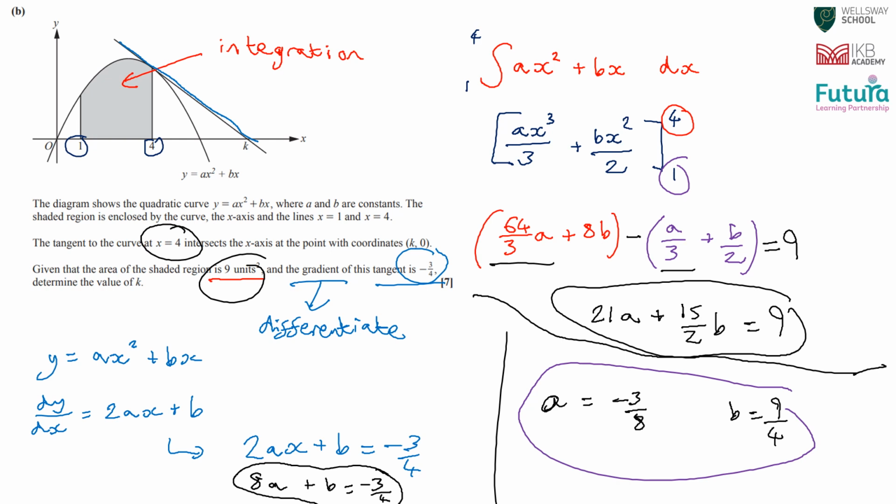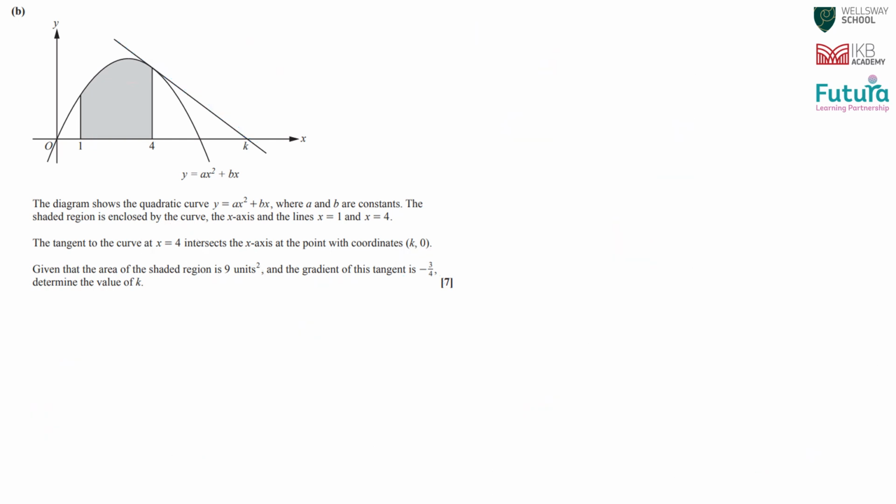Now I'm going to go on to the next slide just because otherwise I'm running out of space. Okay, so given that we've now worked out what a and b must be, we now know that the equation of our curve is y equals minus 3/8 x squared plus 9 over 4 x, like that.